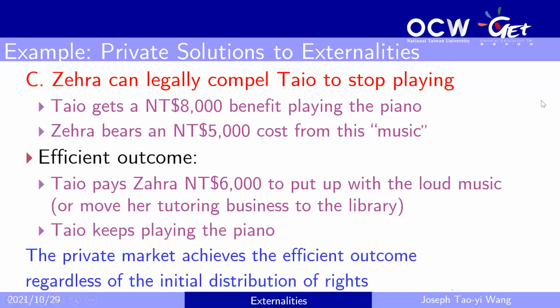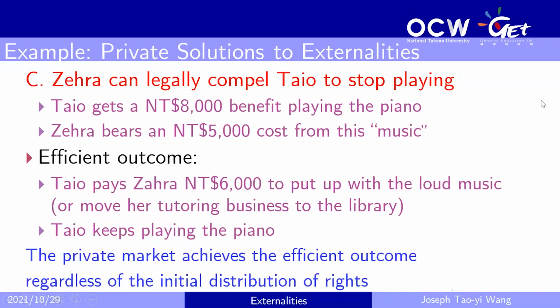That's the efficient outcome. So in the three examples, we see that regardless of what the efficient outcome is or how the legal rights are assigned, the efficient outcome is always implemented. That's the key essence of the Coase theorem. So the private market achieves the efficient outcome regardless of the initial distribution of rights.